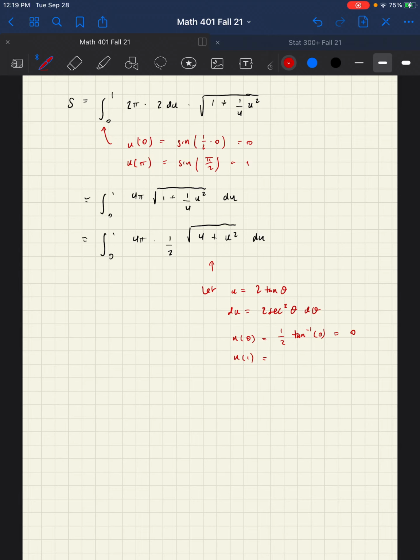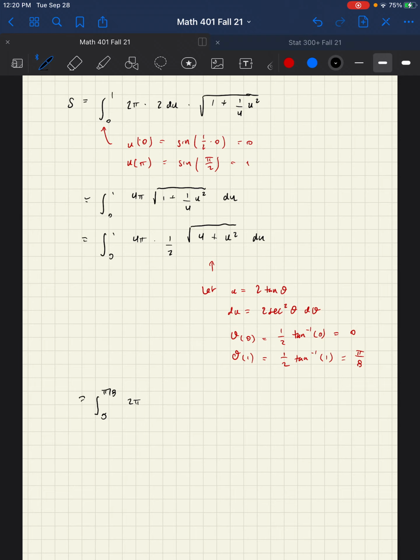But that's still 0. Not u of 1, sorry, theta, because we're transforming from u to theta. We're performing the inverse operation again. So plugging in, 1/2 tan inverse of 1 is pi over 4, so 1/2 times pi over 4 is pi over 8.